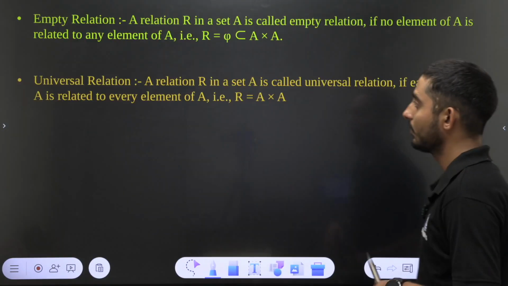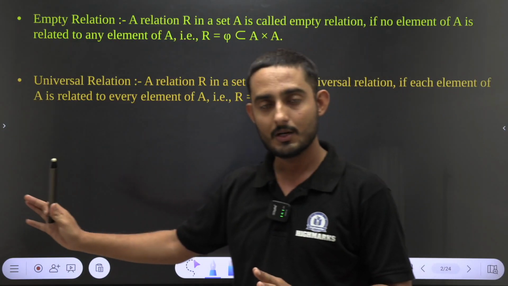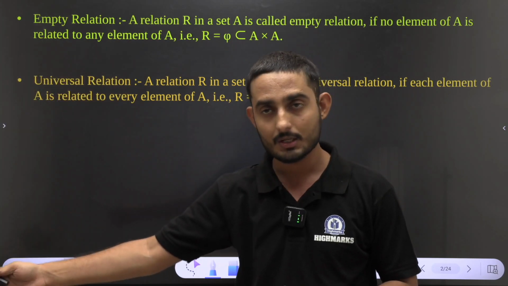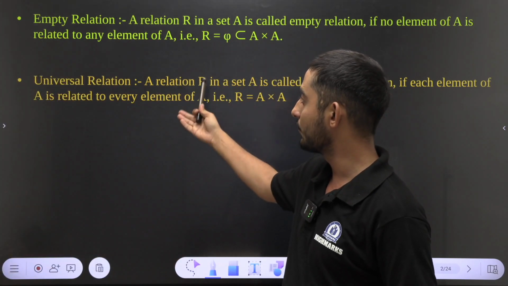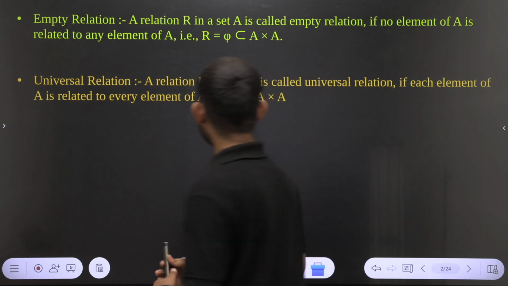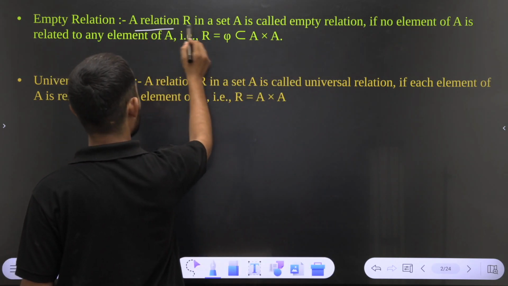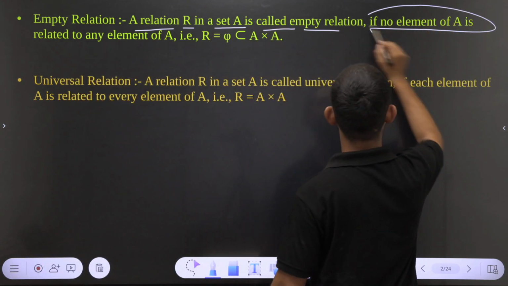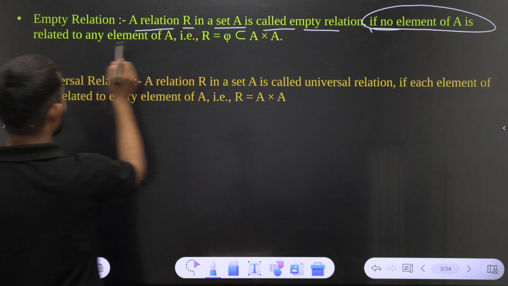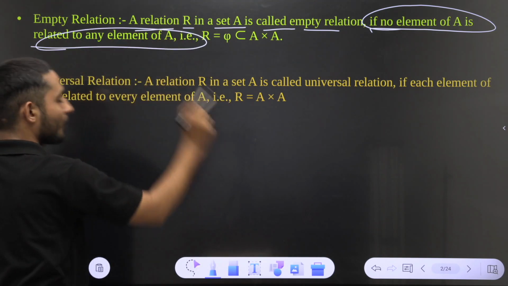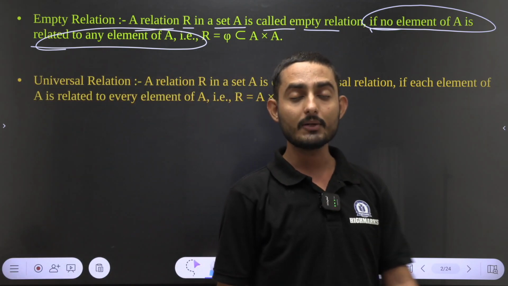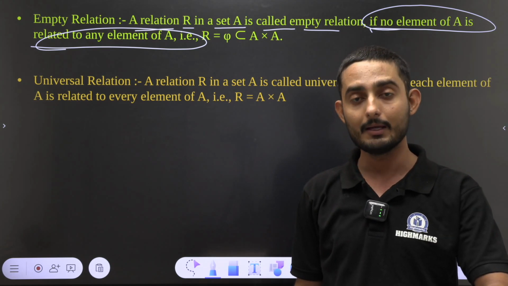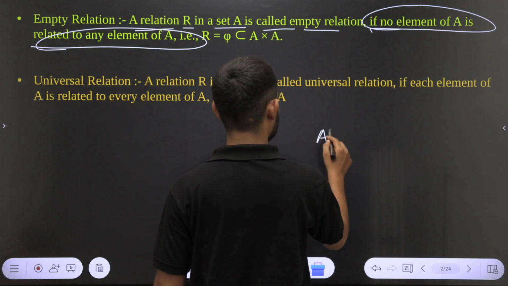Now we have gone through the basics; we have understood the concept of relation and the concept of Cartesian product. Now we are going on to the empty relation and universal relation. A relation R in a set A is called an empty relation if no element of A is related to any element of A. Suppose there is a Cartesian product not of A by B, but of A by A, meaning A cross A.